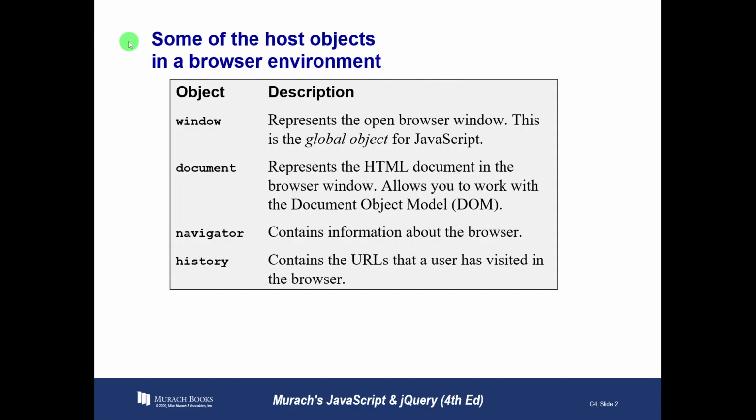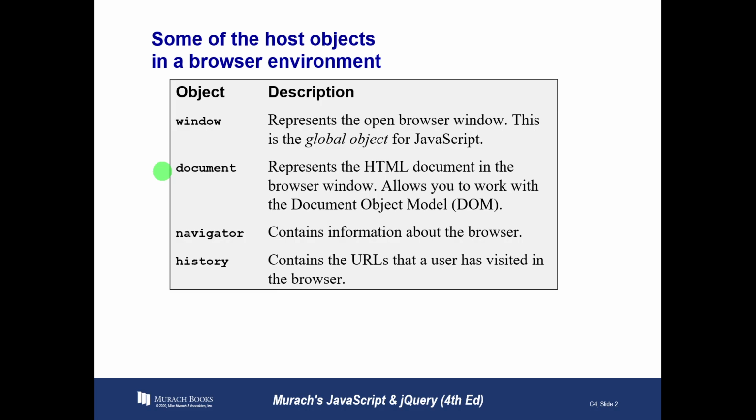The first thing we're going to talk about is the host objects that we get from our browser environment. JavaScript runs inside a web browser, and the web browser is our host, and that host provides some objects that we can make use of. We've already used some of those objects. We've used the window object. The window object represents the open web browser, and it's the global object for JavaScript. We've also looked at the document object, which represents the HTML document in the browser window.